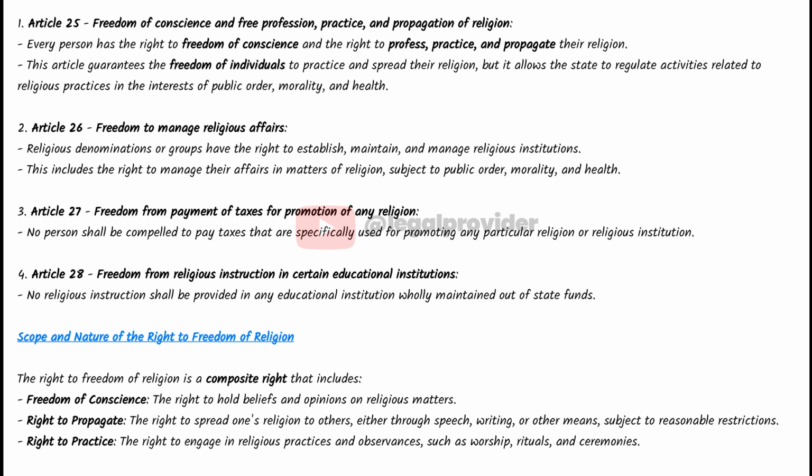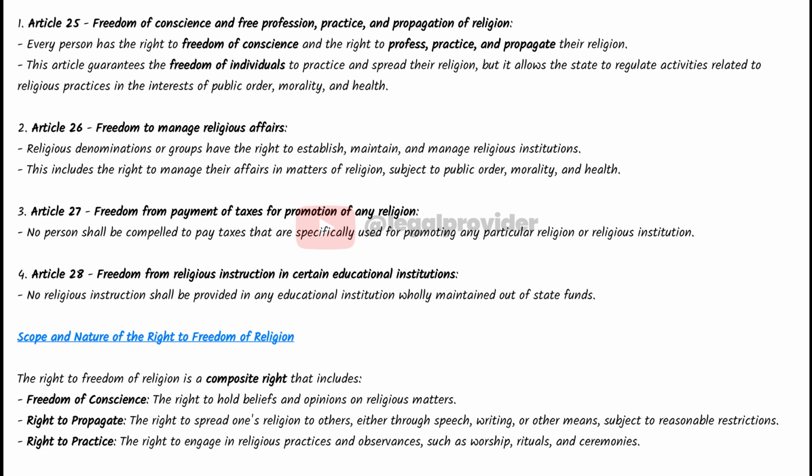2. Article 26. Freedom to manage religious affairs. Religious denominations or groups have the right to establish, maintain, and manage religious institutions. This includes the right to manage their affairs in matters of religion, subject to public order, morality, and health. 3. Article 27. Freedom from payment of taxes for promotion of any religion. No person shall be compelled to pay taxes that are specifically used for promoting any particular religion or religious institution. 4. Article 28. Freedom from religious instruction in certain educational institutions. No religious instruction shall be provided in any educational institution wholly maintained out of state funds.